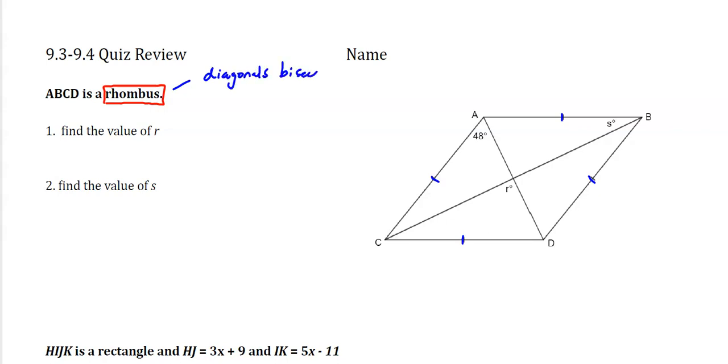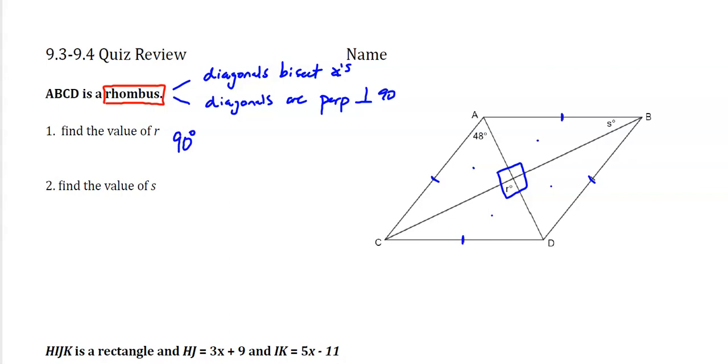bisect the angles. All right, so they bisect the corners. And then also, another feature is that the diagonals are perpendicular or 90 degrees to each other. That really helps. So these 4 are all 90s. Basically, we end up with 4 congruent triangles inside there. So we know the answer to R.